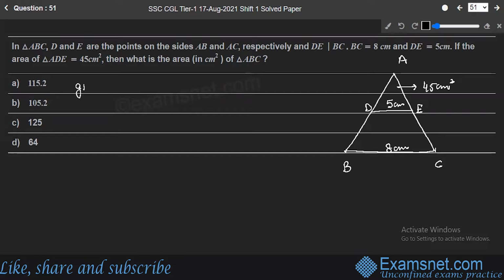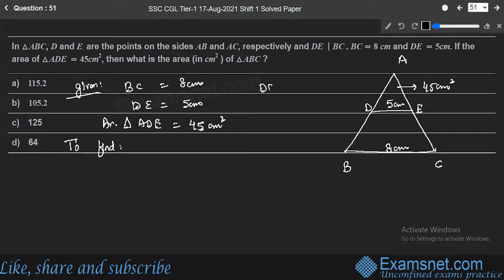Let's write down the things which are given first, right? BC is equal to 8 centimeter, DE is 5 centimeters. Also, you are given area of triangle ADE is equal to 45 centimeter square. And what you have to find out is, also you are given one more thing, that DE is parallel to BC. Next, you have to find out the area of triangle ABC. All right, then let's go with the solution.